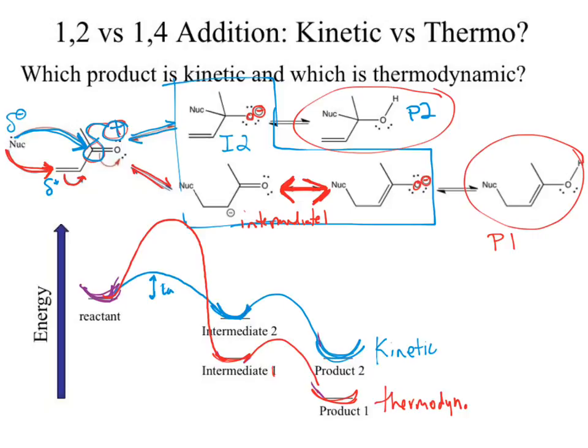How do we use this information then to predict the type of addition we get? Okay. So let's pause real quickly for a moment because I forgot to address one more thing. In our kinetic versus thermodynamic, what we are referencing is the nucleophile attacking our alkene versus our carbonyl. And the name for those reactions, instead of calling them kinetic and thermodynamic or even alkene and carbonyl, is we reference them as either a 1,2 or a 1,4 addition. What does that mean?